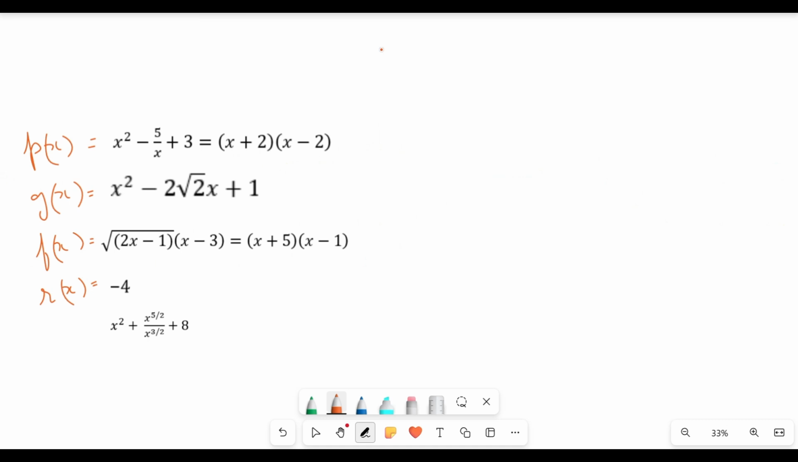Now let us consider a few expressions here. I have named them p(x), g(x), f(x), though it is not necessary; simply we have given them a name. Let us see whether each is a polynomial or not. The first is not a polynomial because if I see this term 5 by x, I can write 5 by x as 5x^-1. So here the power of x is minus 1, which is not a whole number. So it is not a polynomial.